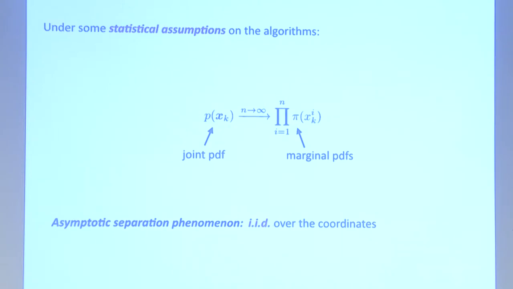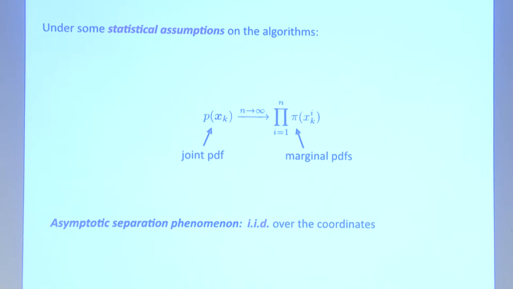So we can study this algorithm as if we are dealing with a one-dimensional algorithm. So this is the idea. And of course, this has to be made more precise because you can see N still on the right-hand side, so there is a more precise definition of this convergence. But intuitively speaking, under certain statistical assumptions, which I will talk about later, we have this phenomenon. And this is the fundamental reason we can analyze high-dimensional algorithms in a tractable way.